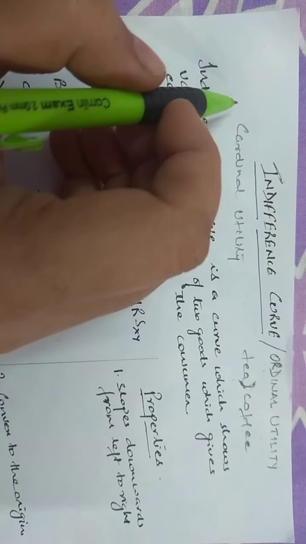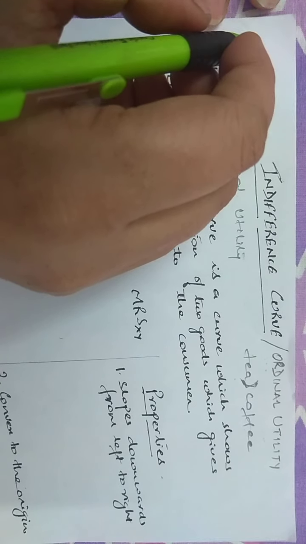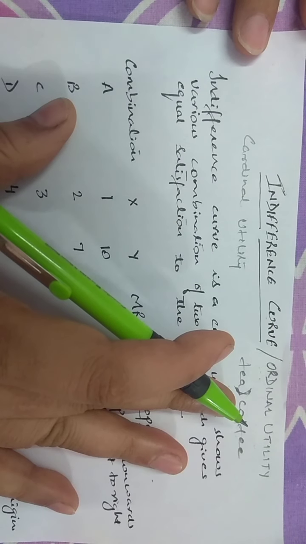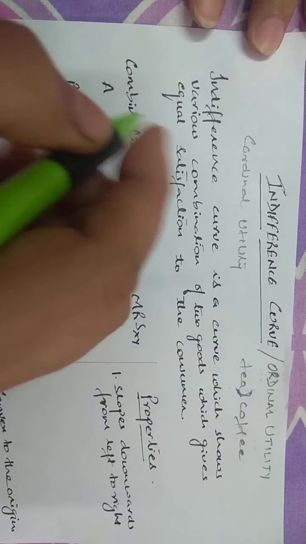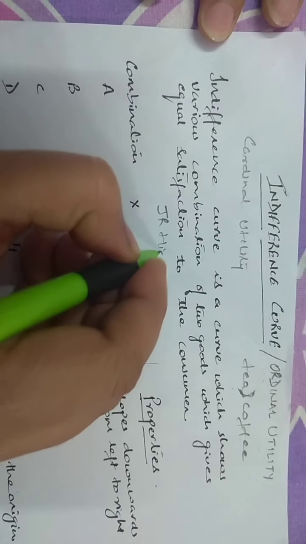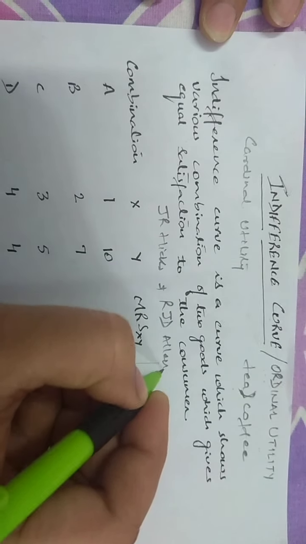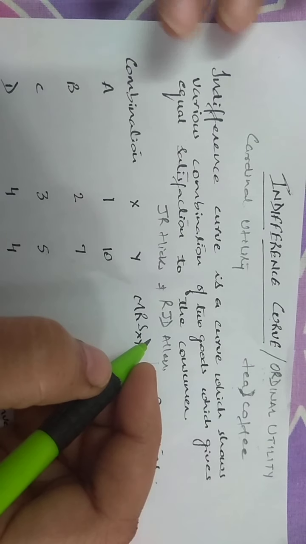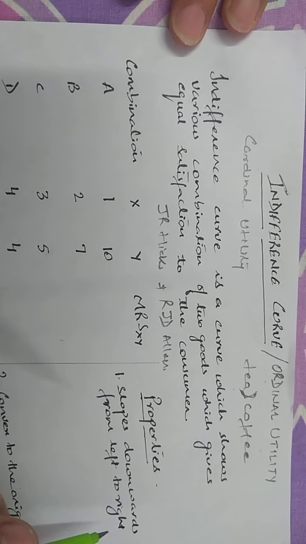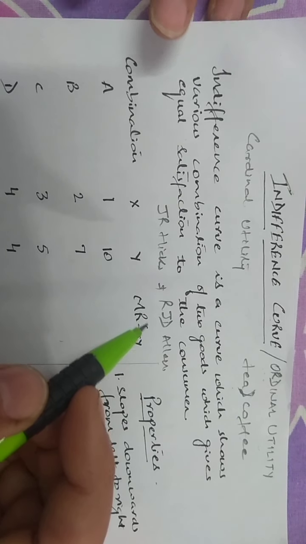Now this work was originally done by Pareto somewhere around 1901, but the complete work on this was done by J.R. Hicks and R.J.D. Allen. These were British economists, and these two have done the work on indifference curve analysis. Now, this was done to find out the consumer's equilibrium.